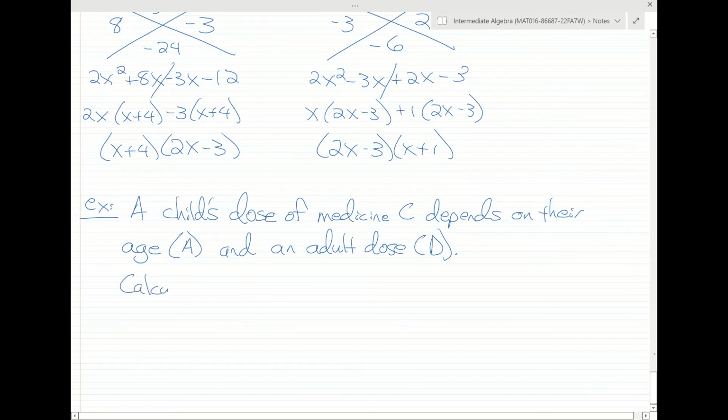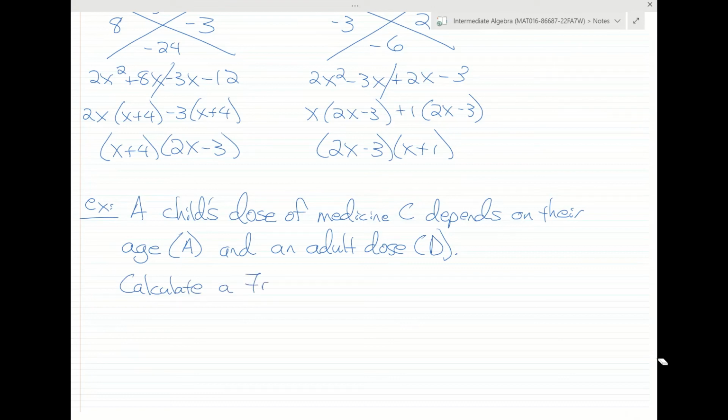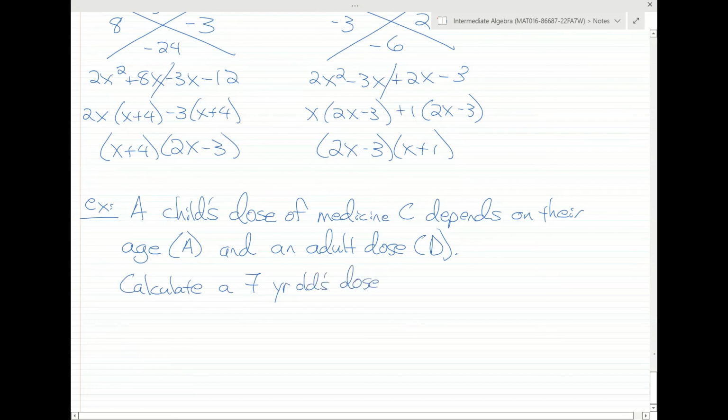Calculate a 7-year-old's dose if an adult dose is 1,200 milligrams. And the formula is C is equal to DA over A plus 12. I'll give you a second to copy that down. I'll just plug in the numbers and we'll figure it out.